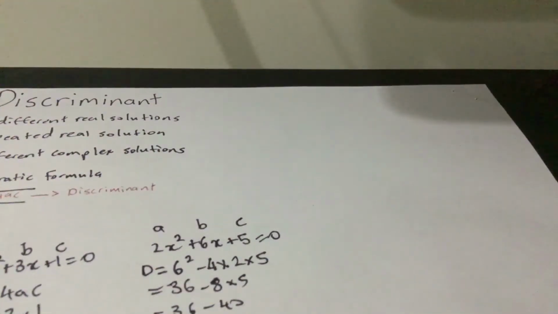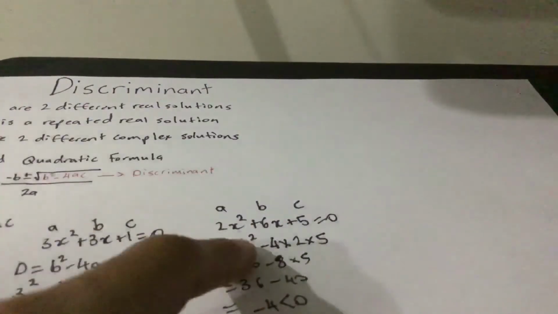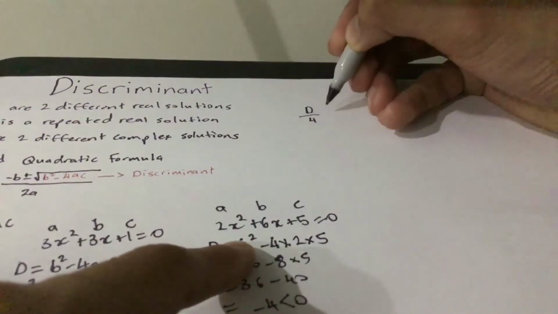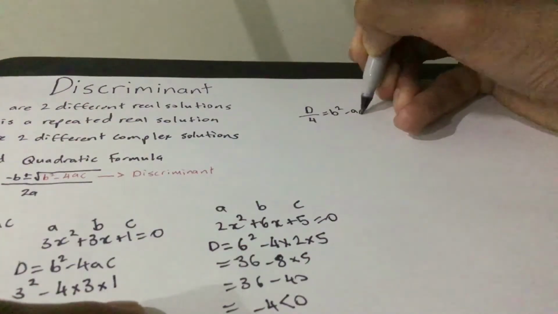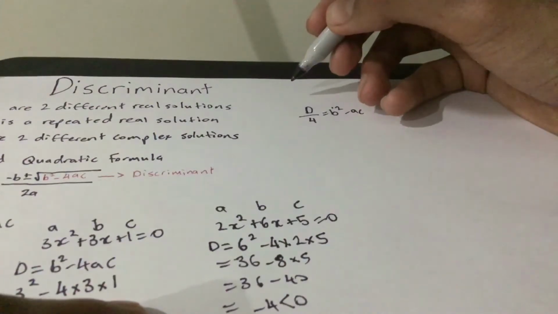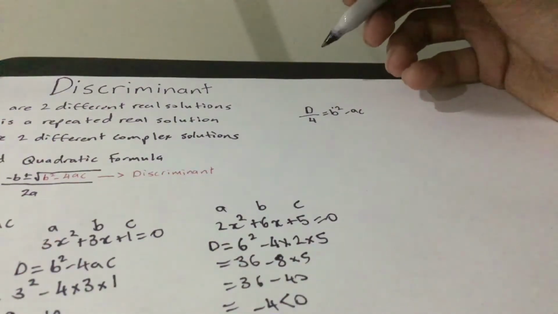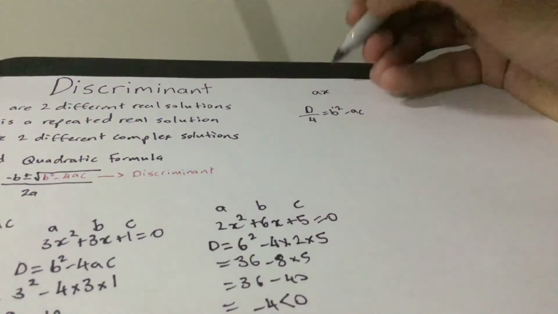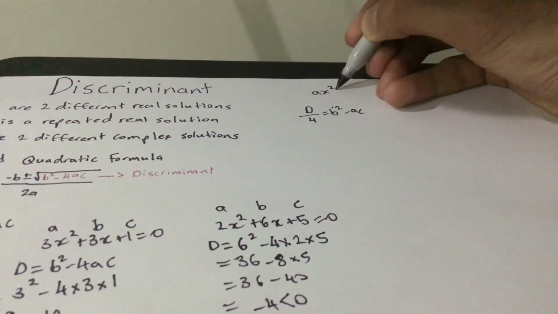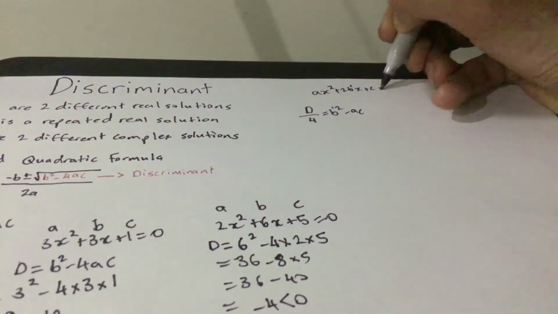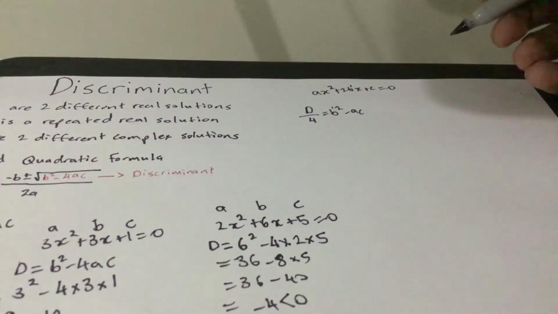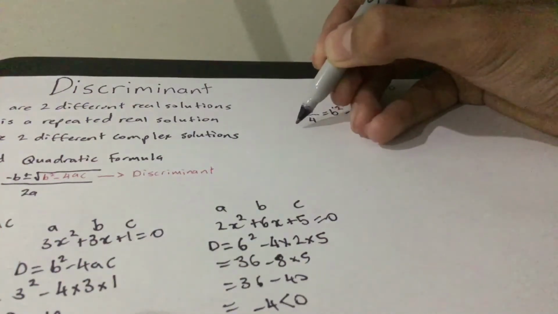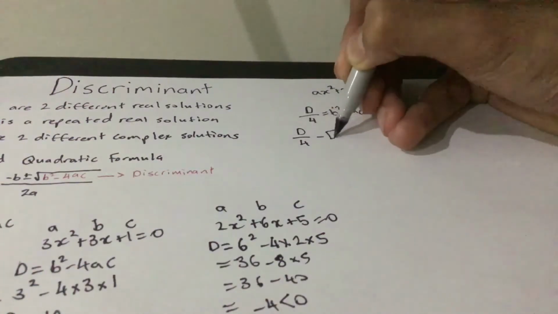Okay, so now let's do a question involving D over 4. Let's write over here the formula, D over 4. The formula is b squared minus ac. Basically, for a quadratic equation, the formula is written as ax squared plus 2bx plus c is equal to 0. So for D over 4, the coefficient has to be even.